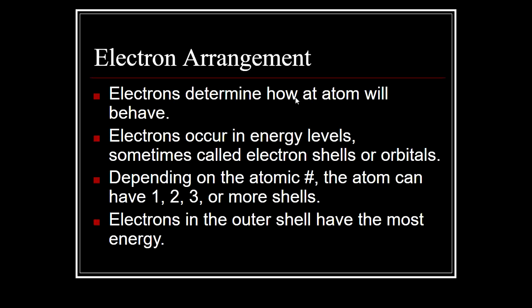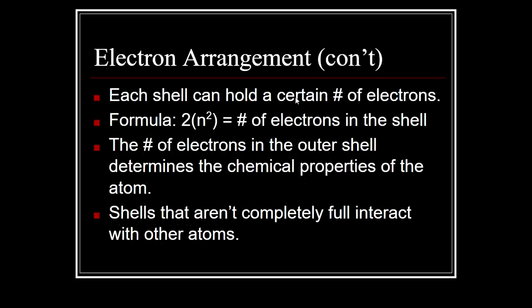Electrons in the outer shell typically have the most energy, and I tell people, think about little kids. The farther they get away from mama, the more energetic they become, and the more likely it is that they get into mischief. The way we determine how many electrons can go into each shell is this little formula, 2n squared. N stands for the shell number.